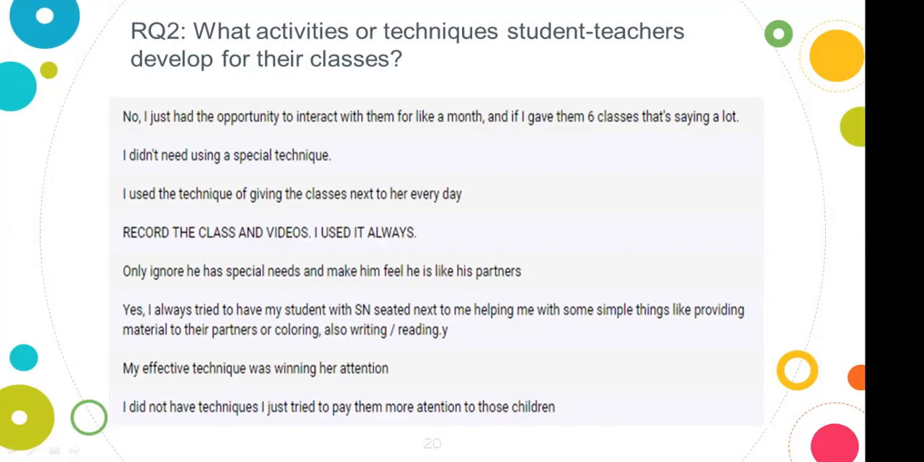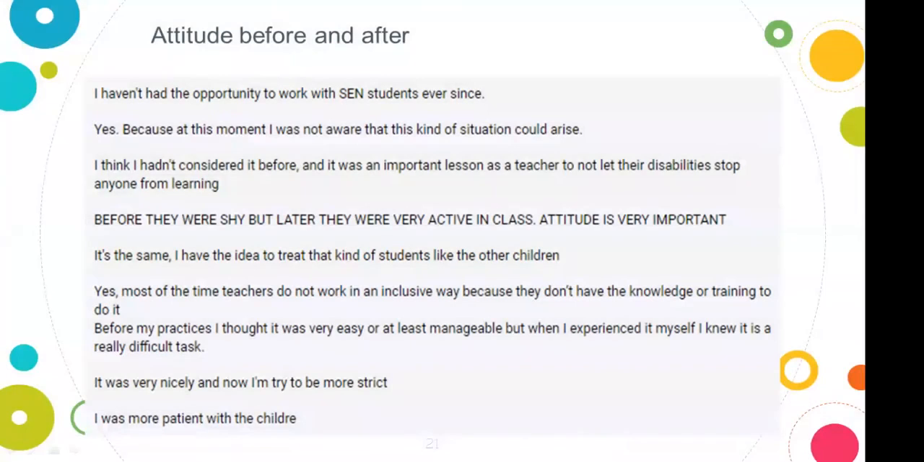Yes, I always tried to have my students with SEND seated next to me to help. My effective technique was winning her attention. And the last one, I did not have techniques. I just tried to pay more attention to those children.